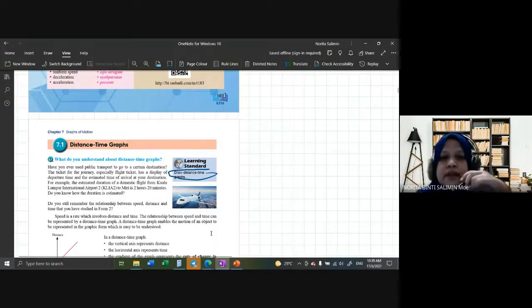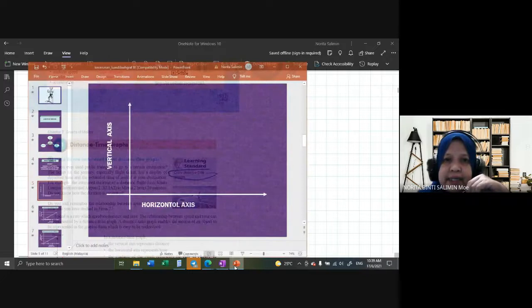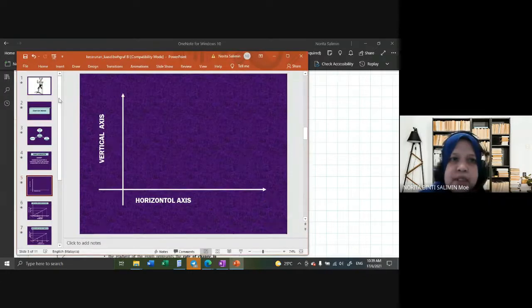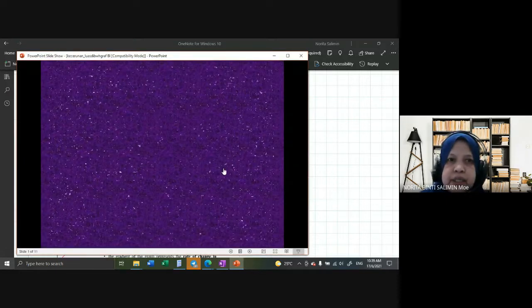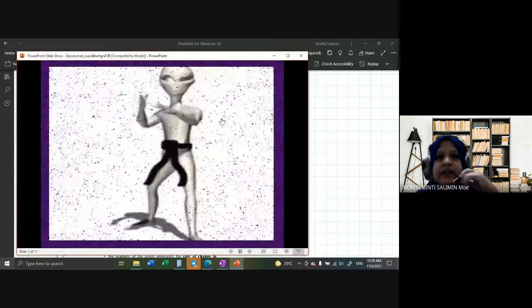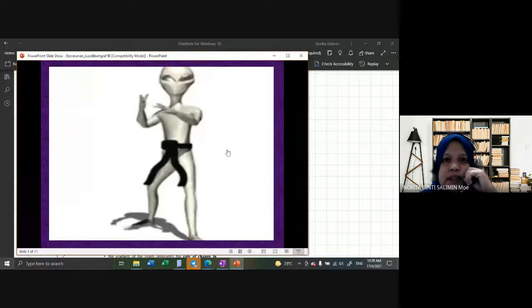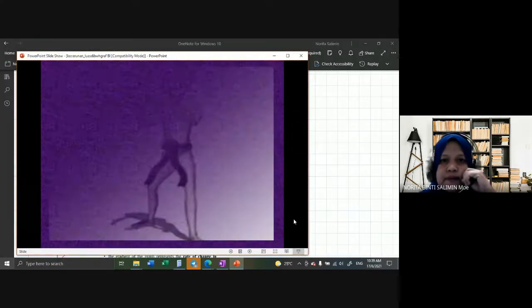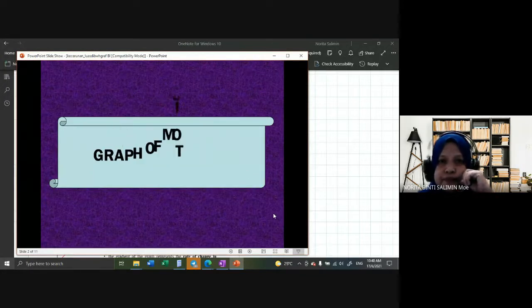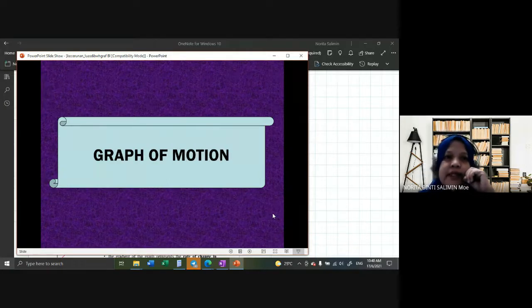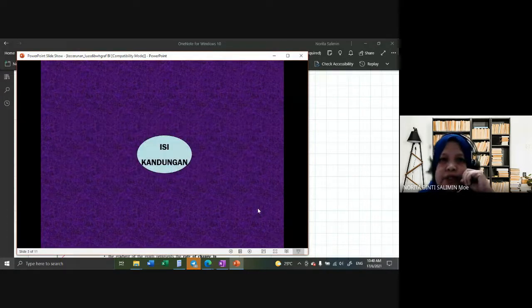Okay. Sekarang boleh nampak cikgu punya screen ni? Okay. Boleh cikgu. Okay, boleh. So today this is a slide. Okay. Okay, we are going to learn about graph of motion. Okay, so what is the graph of motion?